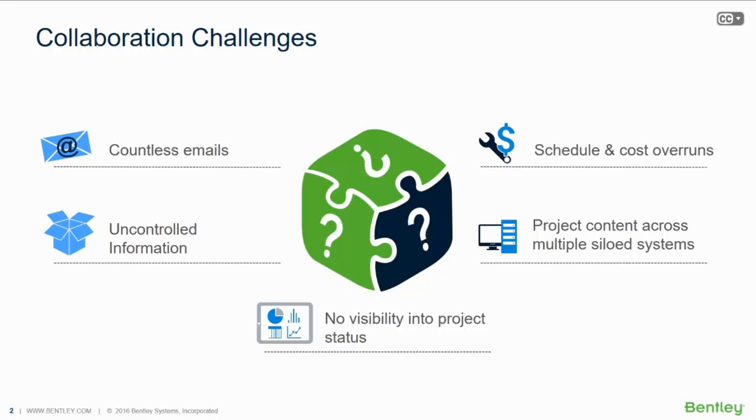point solutions lead to siloed systems where you really don't have visibility into project status of your key deliverables. They could be transmittals and submittals. And because you don't have this information, often the responses to these transmittals and submittals are late. Approvers are missed, which can impact schedule and budgets.